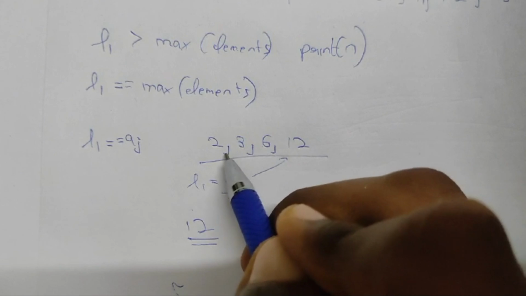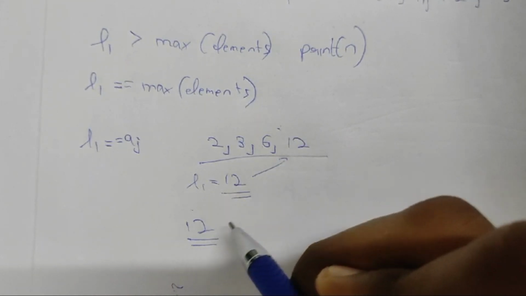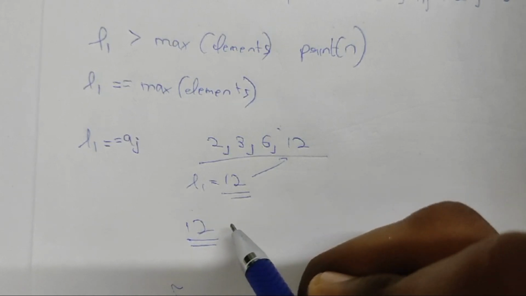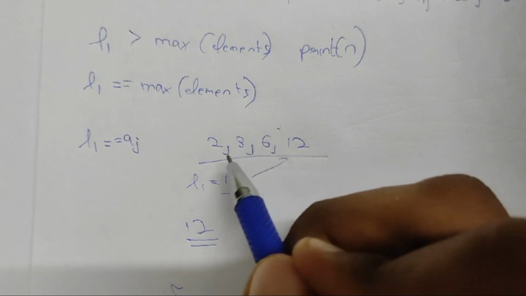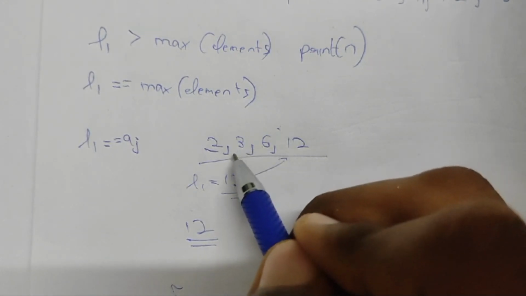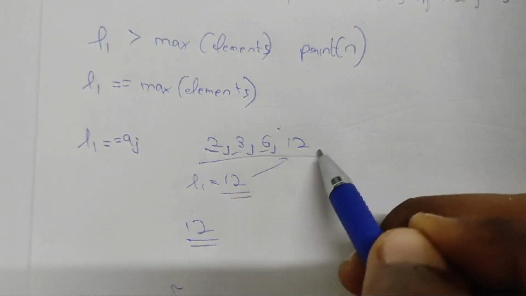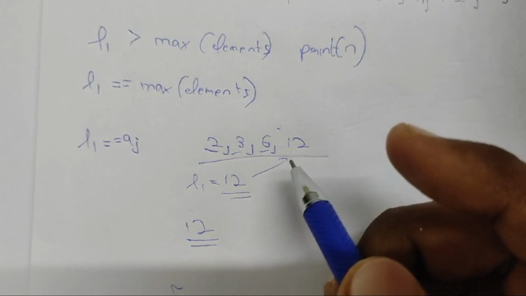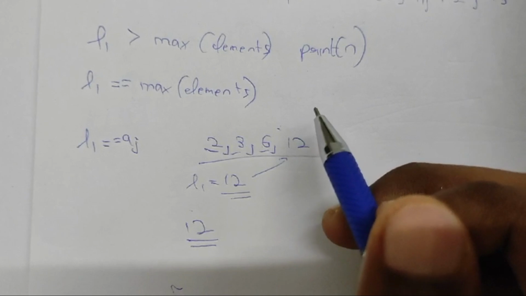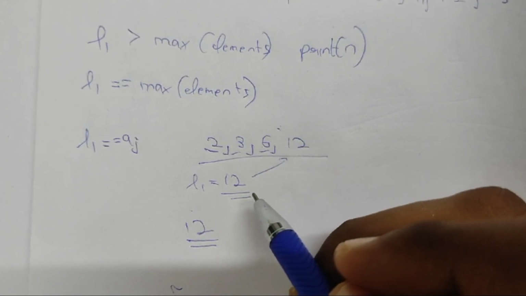All the elements present in the array will be a factor of the maximum element in the array if the LCM is equal to the maximum element in the array. Okay, check 2. 2 is a factor of 12. Check 3. 3 is a factor of 12. Check 6. 6 is a factor of 12. Check 12. We don't need to check 12 because 12 is the element that we are considering, but just check 12. 12 is a factor of 12.